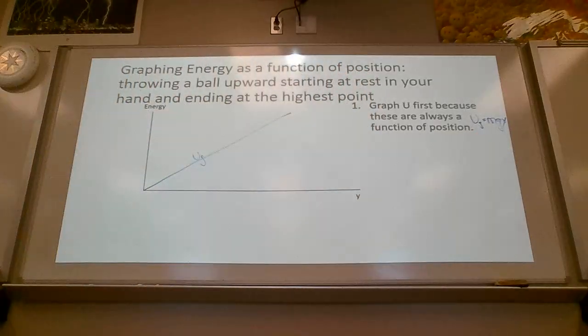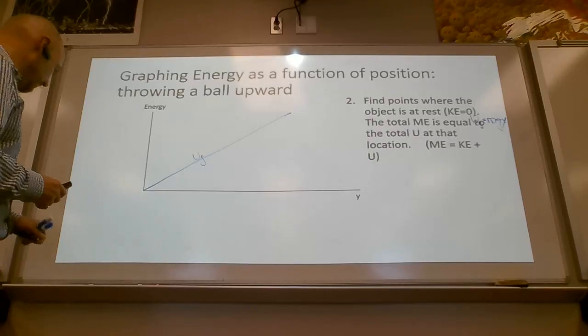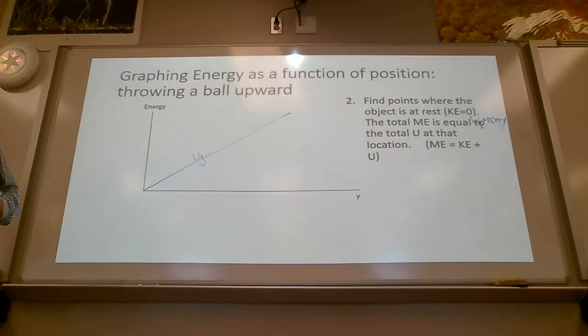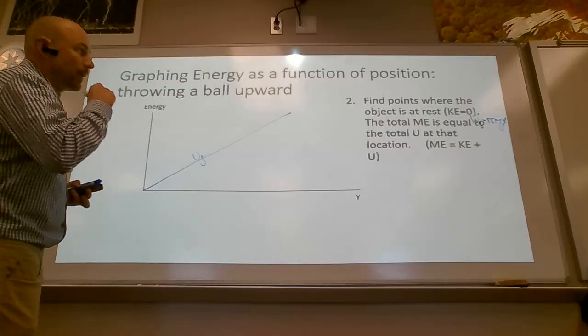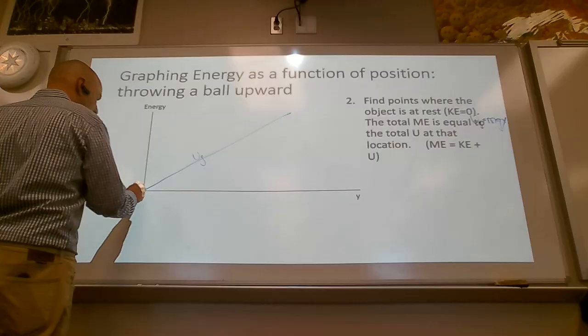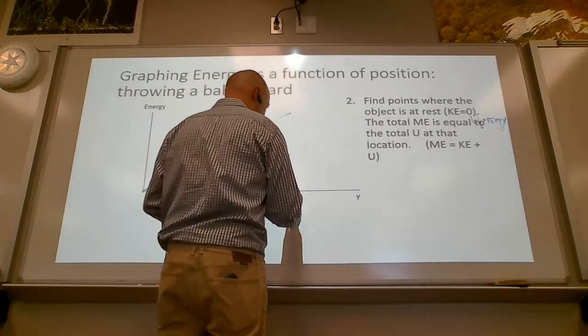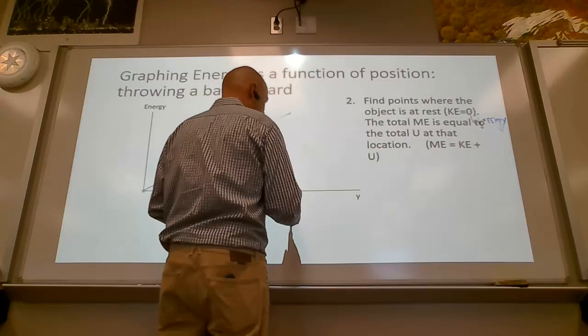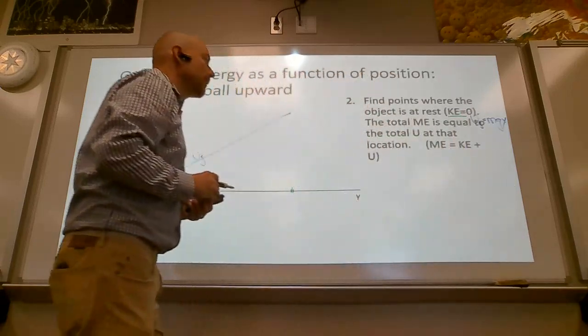Step 2. We're going to find the points where your kinetic energy is equal to 0, and we're going to mark those as such. So kinetic energy is going to be equal to 0 at the beginning where you're throwing it, and then at the highest point, kinetic energy is equal to 0. Okay?